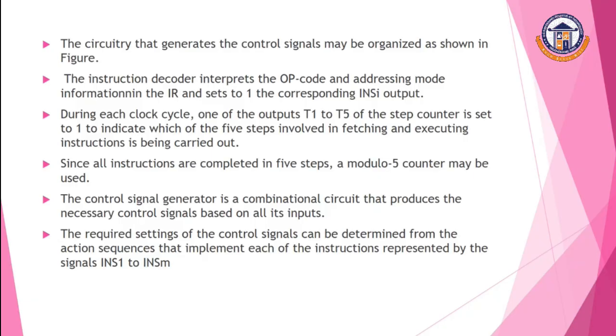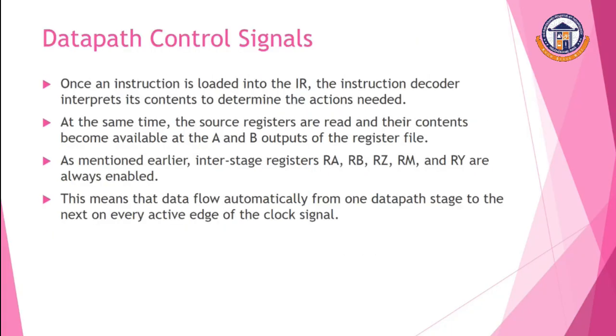And during the clock cycle, one of the inputs, that is T1 to T5, is enabled. As I said, we have 5 steps for each and every instruction. So depending upon the step, it will enable one of the 5 outputs, T1 to T5, of the step counter, and it will be set to 1, which indicates the 5 steps. And then the control signal generator is a combinational circuit, and it produces the necessary control signals by considering the input from the step counter, the instruction decoder, and the external inputs. So that is the hardwired control.